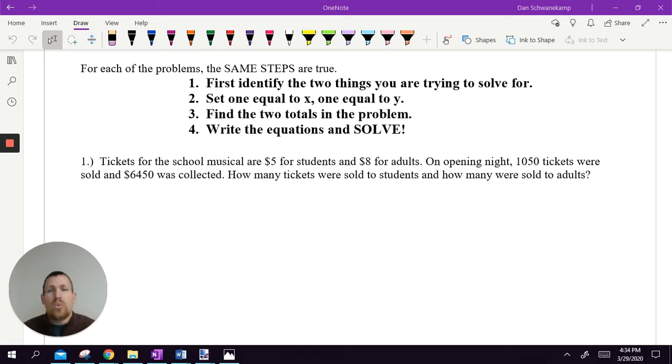Welcome back. We are on section, what section is this? 2.4? I think it's 2.4. We are doing solving systems, but today we're going to work with word problems.